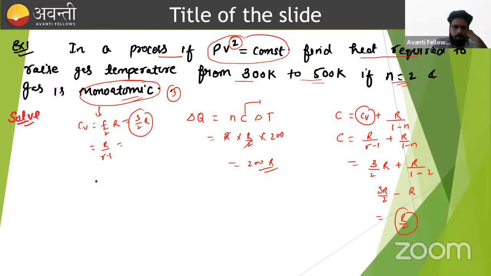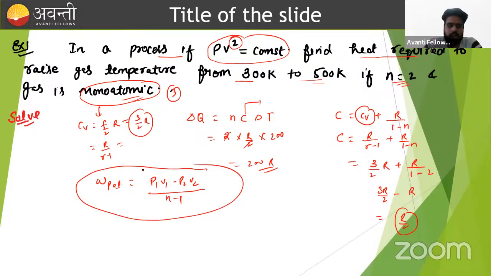Okay. Similar to the adiabatic process, we can write down the work done in the polytropic process, beta: P1 V1 minus P2 V2 divided by n minus 1, where n is the polytropic index. I hope this is clear.